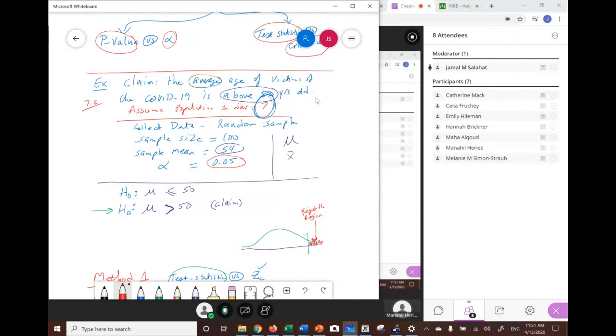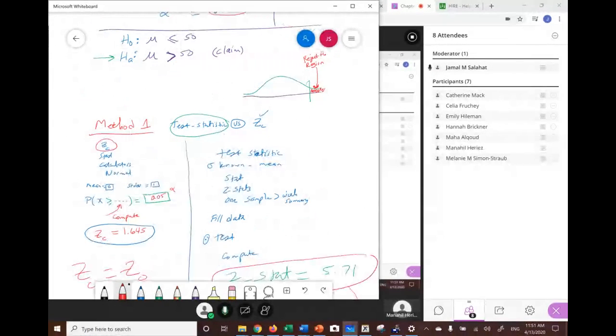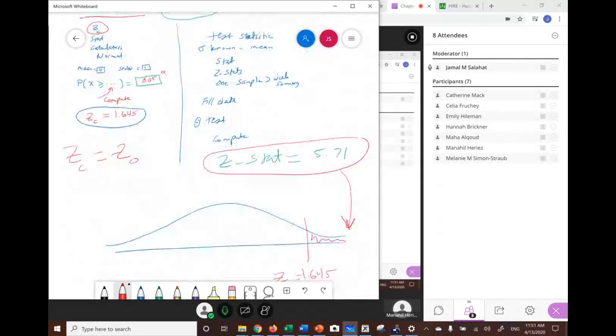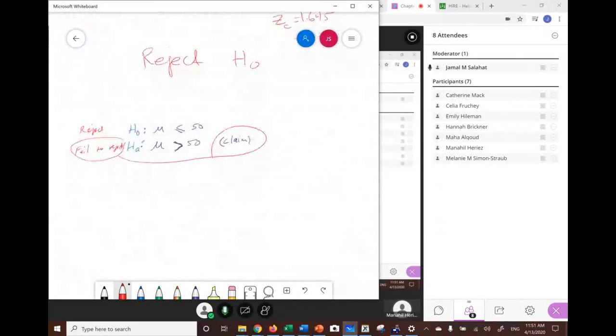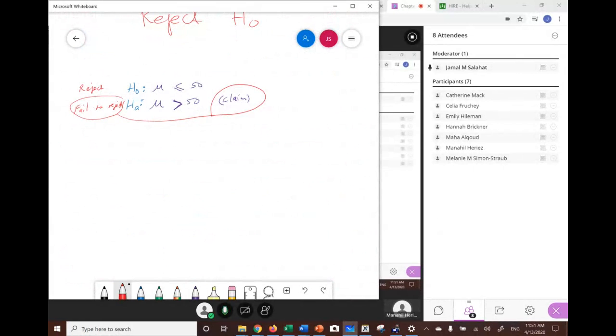Okay, so this is how we test the claim using method number 1. Now, I don't like method number 1. Let me show you the second method that we can use, which we're going to call method 2. Method 2 is to compare the p-value to alpha.